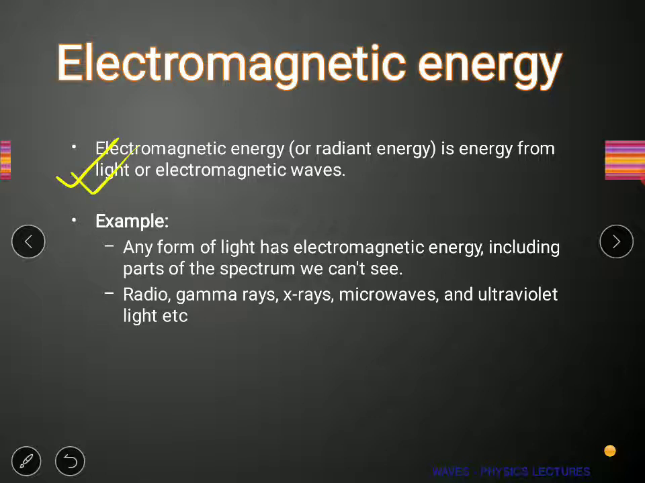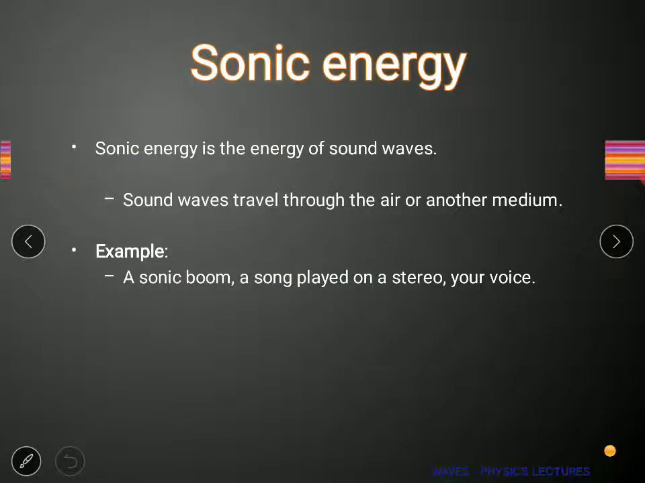What are the examples? Any form of light has electromagnetic energy, including the parts of the spectrum that we see. And then I think we know the applications here: radio waves and gamma waves. Gamma waves are very highly penetrating waves. Then we have X-rays, microwaves and ultraviolet light, and so on. In fact, the infrared rays and everything are basically an application of electromagnetic energy.